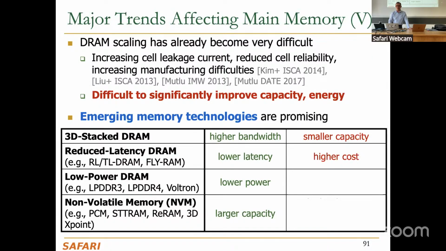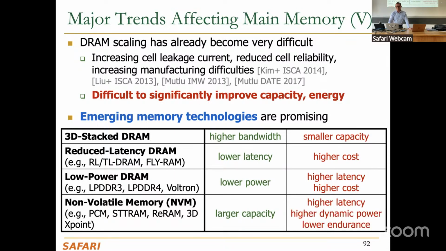You get higher cost with reduced latency DRAM. We're going to look at that. This is a very fundamental trade-off, latency versus cost. And we discussed that when we talked about trends in the last lecture. Low power usually comes at the cost of more cost and higher latency. And yeah, larger capacity comes with different types of costs, depending on the technology. So basically, there's no single memory technology that's good at every single characteristic. It's good to think about that.